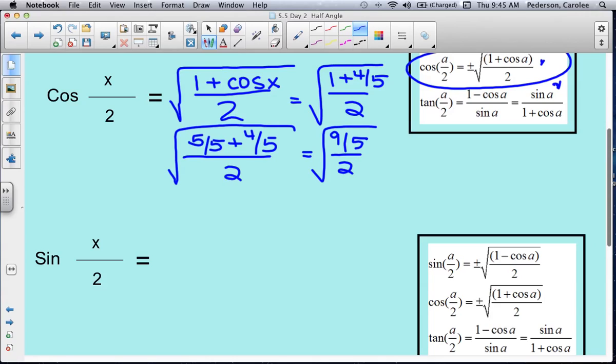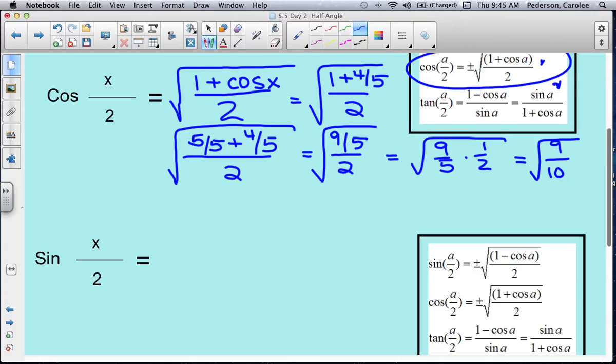Now we're going to simplify underneath that radical. 9/5 divided by 2. How do you simplify 9/5 divided by 2? Yep, multiply by the denominator's reciprocal. So now I have 9/5. Reciprocal of 2 is 1 over 2. Now we have a fraction times a fraction, so we multiply across. 9 times 1 is 9. 5 times 2 is 10.